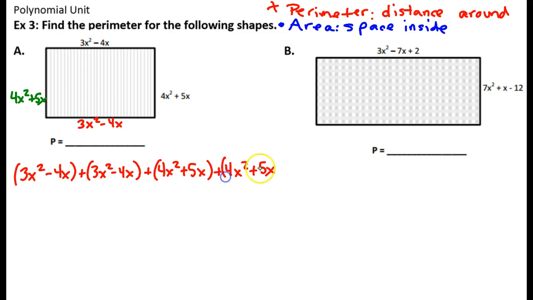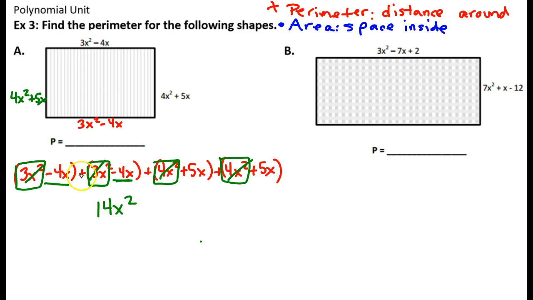Now when we go to combine like terms, I have 3x squared plus 3x squared plus 4x squared plus 4x squared. So 3 plus 3 is 6, 6 plus 4 is 10, 10 plus 4 is 14. So we have 14x squared. And combining the x's, I have negative 4 plus negative 4. That leaves me with negative 8. Plus 5 gives me negative 3. Plus 5 would leave me with positive 2. So my final answer here would be 14x squared plus 2x, and that is the perimeter, or the distance around this rectangular shape.